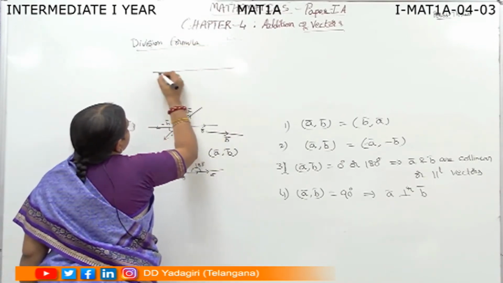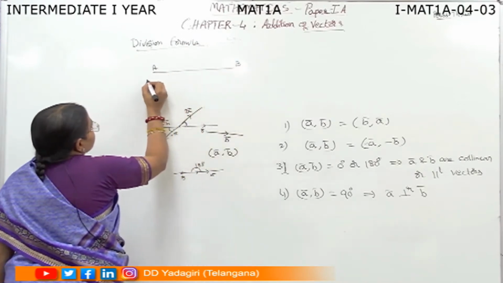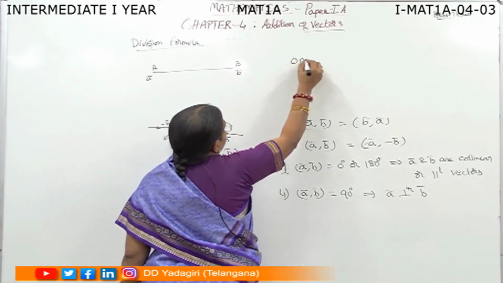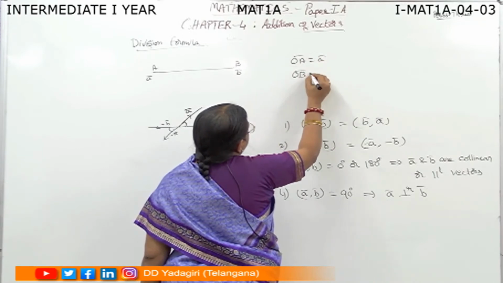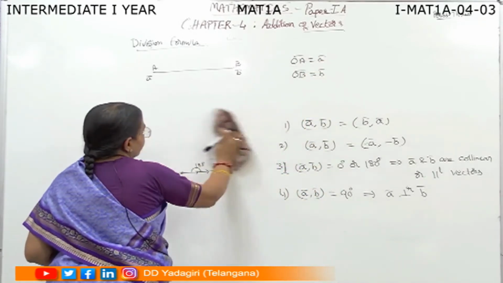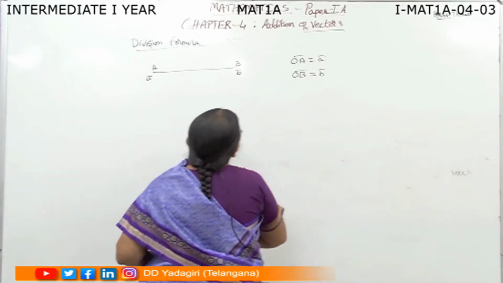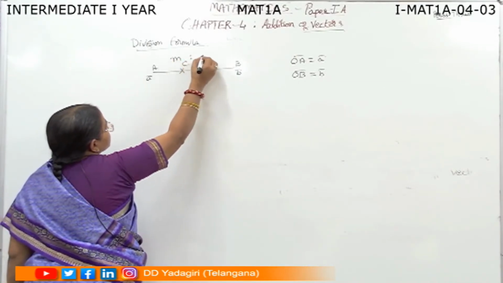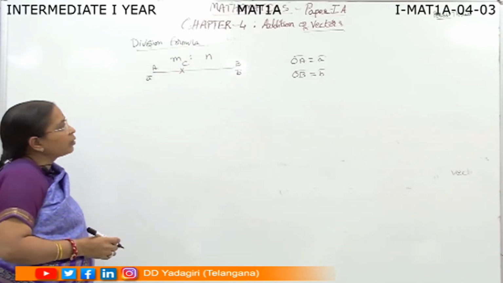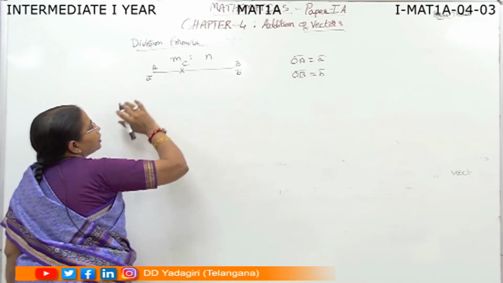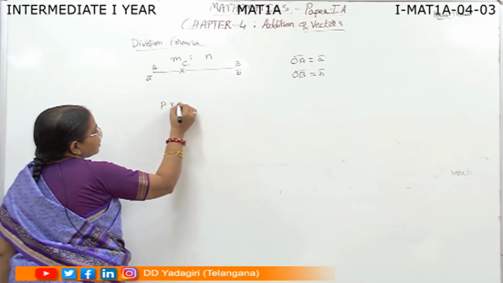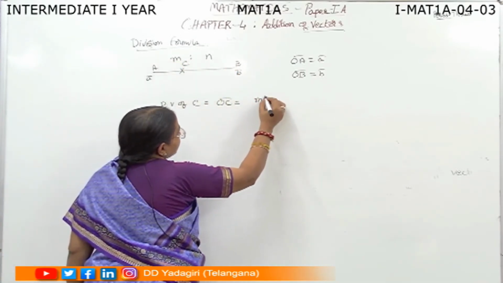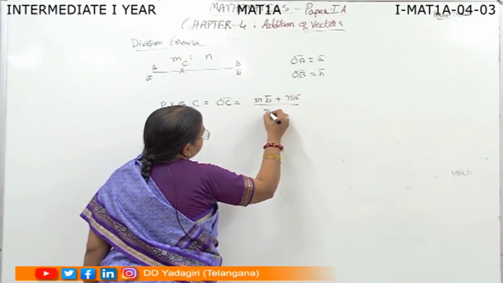Okay. Now suppose that AB is a vector. A position vector is small a bar, B position vector is small b bar. That means OA is equal to A and OB is equal to B. Now suppose that C is a point which divides AB in the ratio m is to n. Then the position vector of C, that means OC, is given by the formula (mb plus na) by (m plus n).